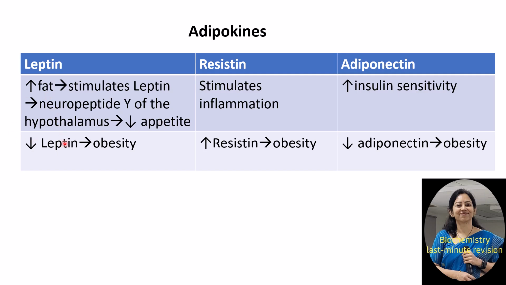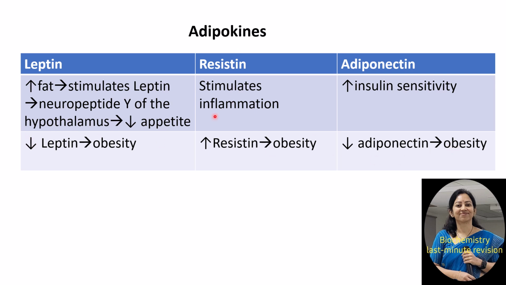Okay, so whenever there occurs a mutation in this leptin biomolecule, or when the concentration of leptin is decreased, it results in the development of obesity, increased BMI. One more hormone is there called adiponectin. Now this adiponectin is known to enhance insulin sensitivity. Okay, so decreased adiponectin is also related to the development of obesity. So decreased leptin and decreased adiponectin are related to obesity.